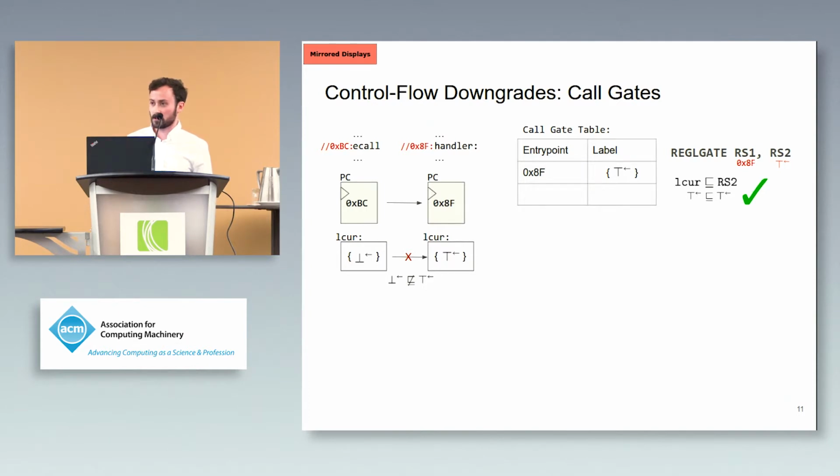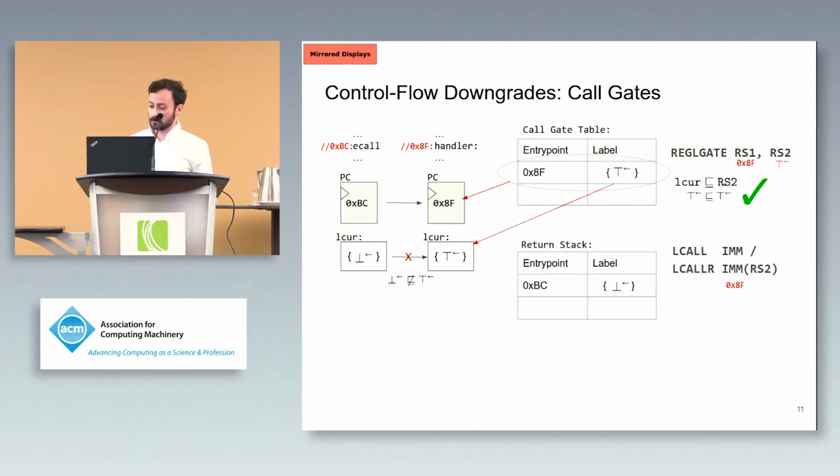The regel gate instruction takes as arguments the program counter of the new call gate, as well as the label of the call gate. Before this instruction can be executed, we must establish that the label of the process executing the instruction flows to the label of the new call gate. This ensures that the process could have authored a call gate with this label.